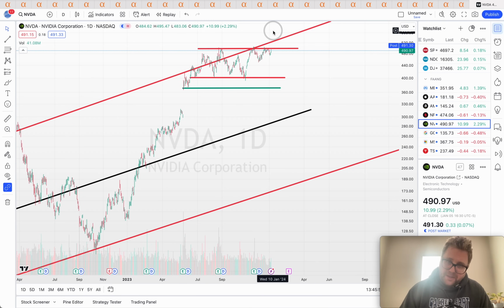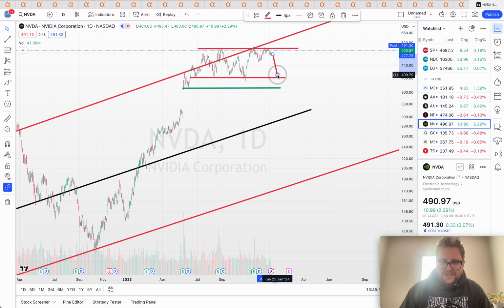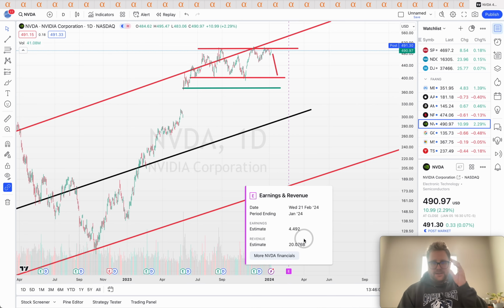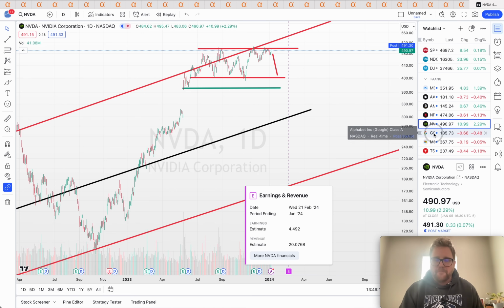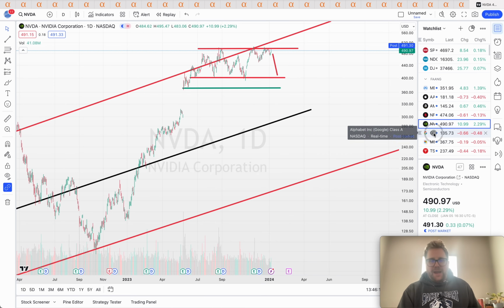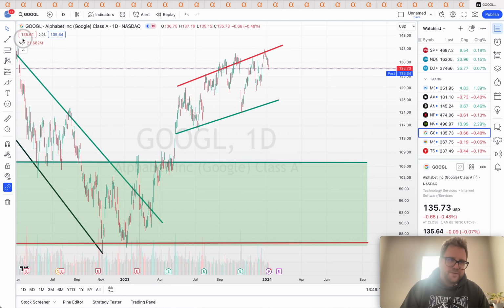NVIDIA just simply cannot get above 500, but is consolidating very nicely at these levels. Now, the thing with NVIDIA is they're the last to report. They won't report till February 24th, but you will get Intel, AMD, and other chip makers reporting before that, TSM more notably as well. We'll see what happens with NVIDIA stock over that course of time.